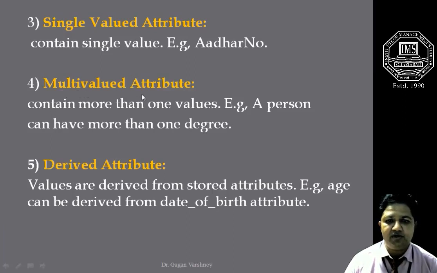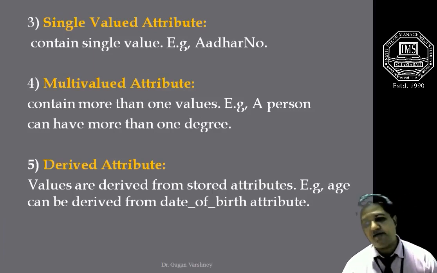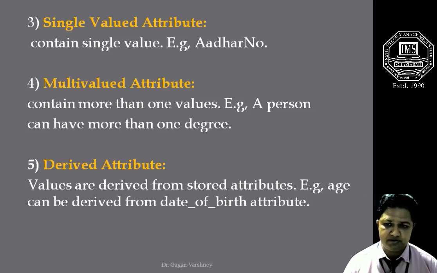Fourth is the multi-valued attribute. A multi-valued attribute contains more than one value. For example, a person can have more than one degree, or a person can have more than one mobile phone, or more than one email address.